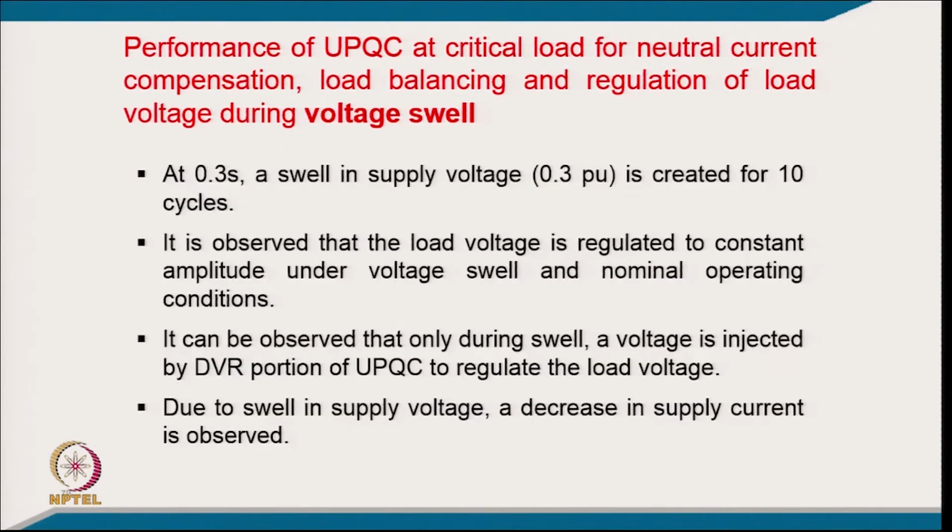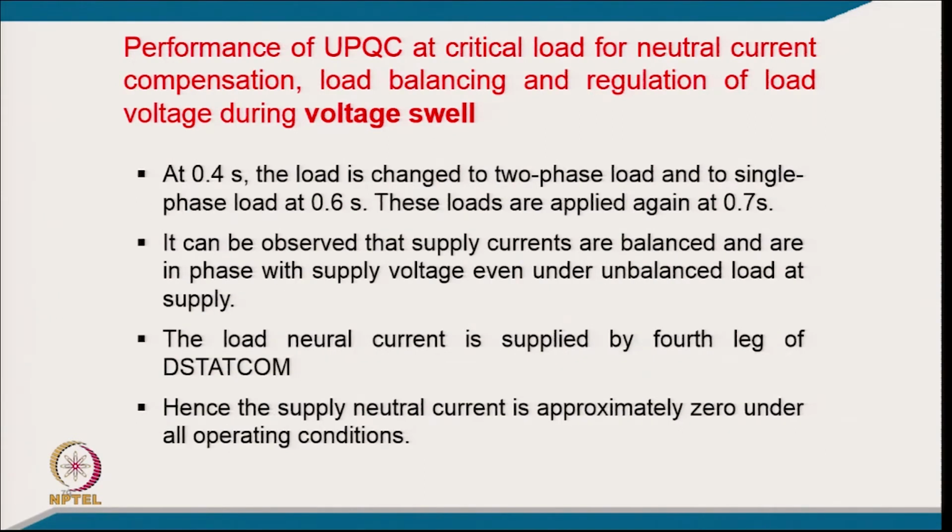So, these are the observations: a voltage swell of 0.3 per unit for 10 cycles is applied, and you observe that the load voltage is regulated at a constant amplitude under the voltage swell and nominal operating condition. It can be observed that only during the swell a voltage is injected by the DVR portion of the UPQC to regulate the load voltage, and due to the swell in supply voltage a decrease in supply current is observed.